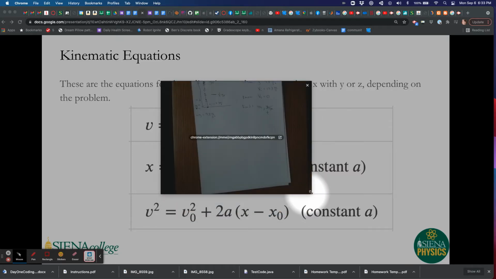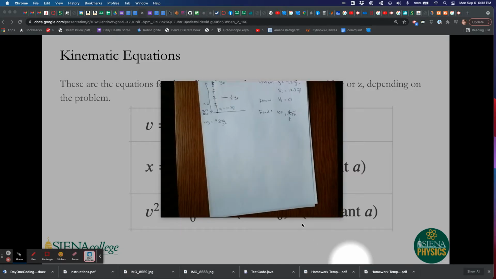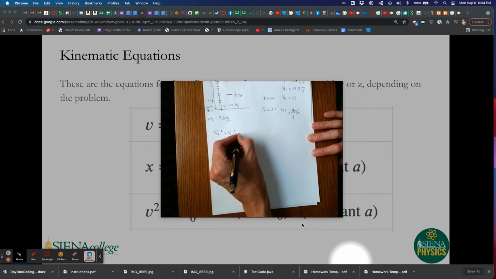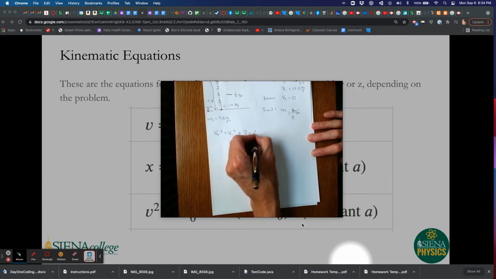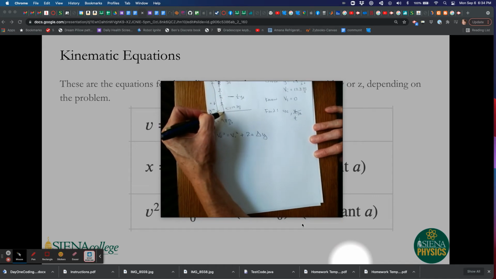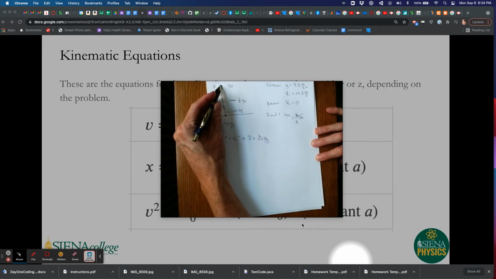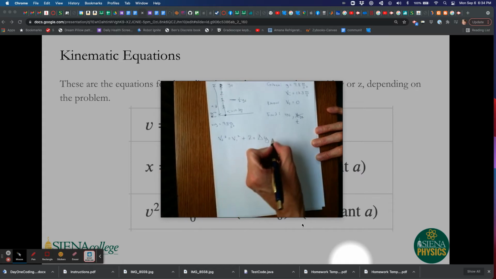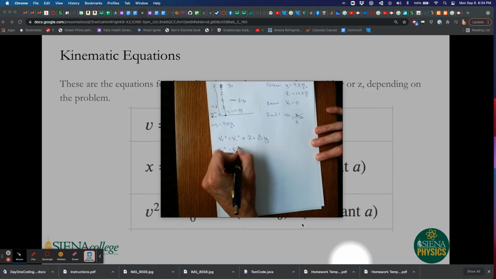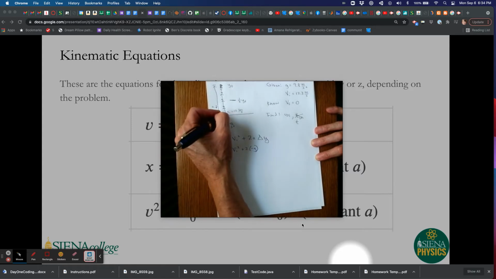And let's see if I can make this bigger. There we go. Okay, so I'm going to use v final squared is equal to v initial squared plus 2a delta y. And so delta y is from here to here. Okay, and so that's going to equal, so v final squared is equal to v initial squared plus 2 times minus g, right? My acceleration is down, but my velocity is up.